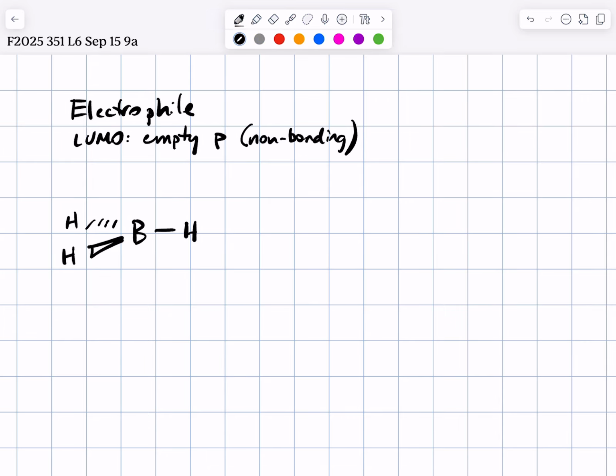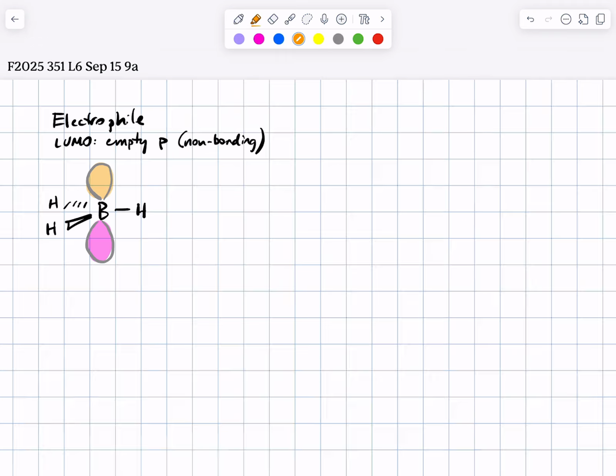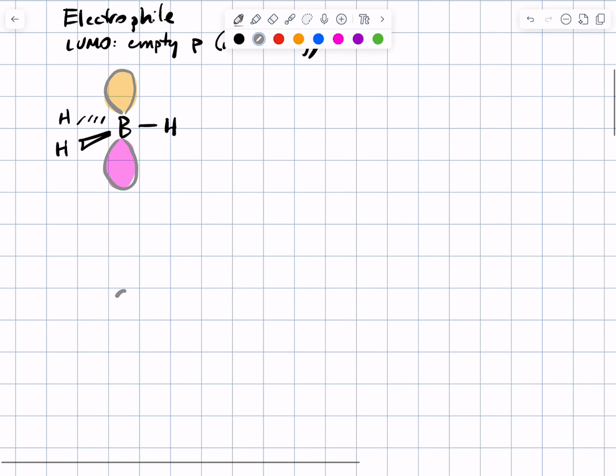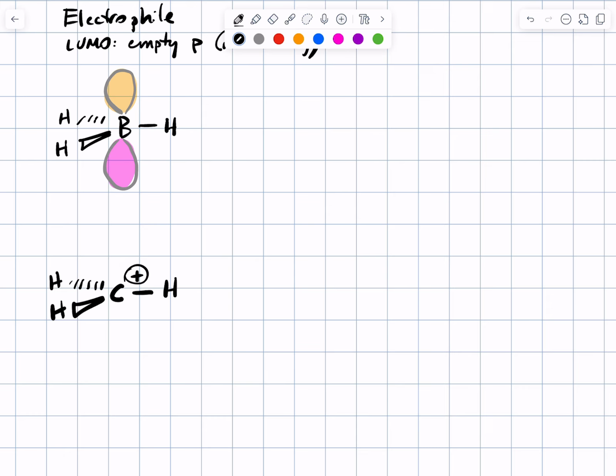Left over, unhybridized and without anything in it, is the p orbital, and that's why I say that it is empty. So that is one of the 2 times that you'll find an empty p orbital, on a neutral boron that is attached to 3 different things. The other time you'll find an empty p orbital is actually in what we'll call a carbocation, and this is where there is a carbon attached to 3 things with a positive formal charge on the carbon.